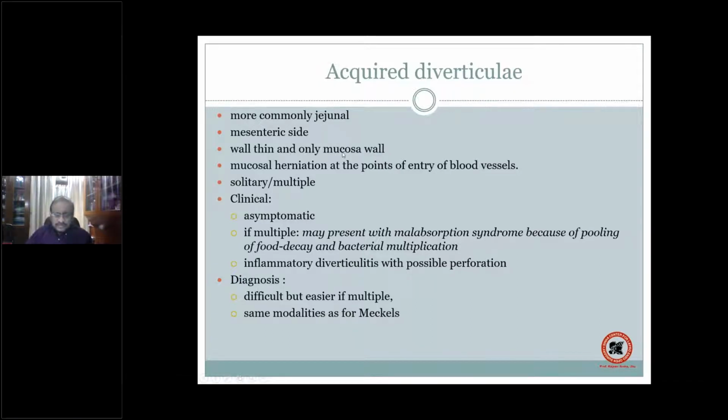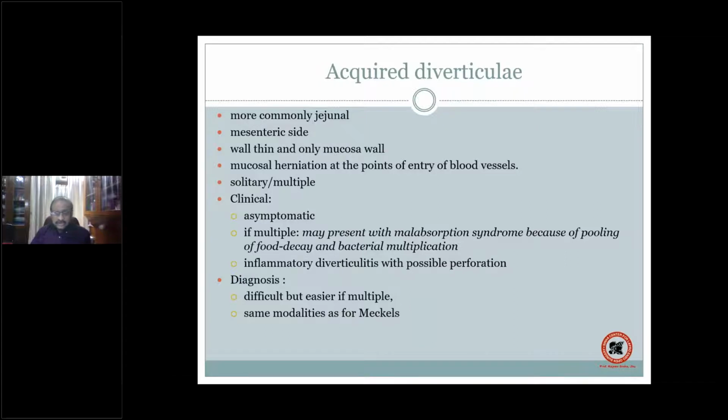So where is the mucosa herniating from? The mucosal herniation is at the points of entry of the blood vessel. So when the mesenteric blood vessel perforates through the wall and enters into the jejunum, at that point the mucosa can protrude out. So it's a false diverticulum. It's not a true diverticulum.